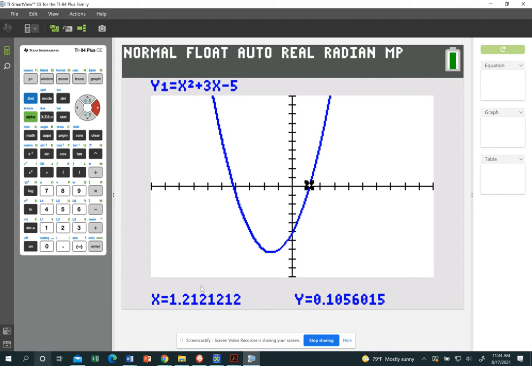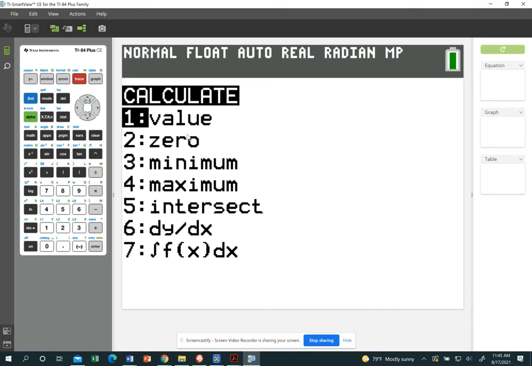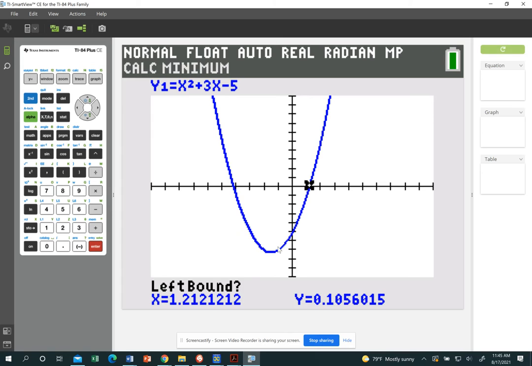Okay. Next, we want to find this vertex right here, the minimum. So how do we find this minimum point down here? Same thing. You go to second, trace, which is calc. This time, you need to know if it is a minimum or a maximum. We said it was a minimum, right? So you go down to minimum, press enter, same direction. It says left bound of this minimum point, so you need to move it.